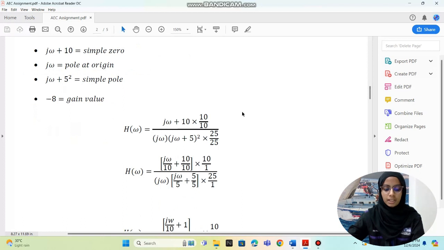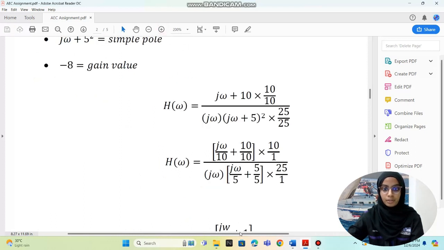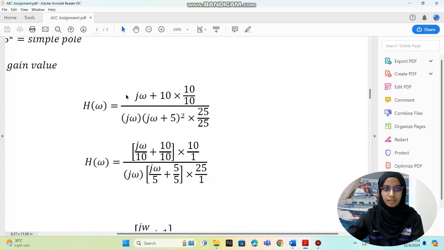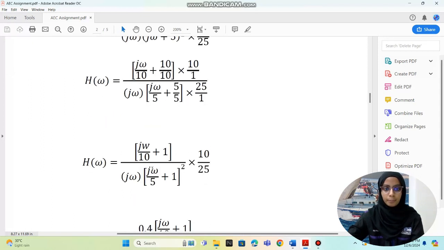We must make the value become 1, so we have to change the denominator. First, for the jω + 10, we have to multiply by 10 over 10. It's already stated here. So it will be jω over 10 plus 10 over 10, times 10, which will be jω over 10 plus 1.